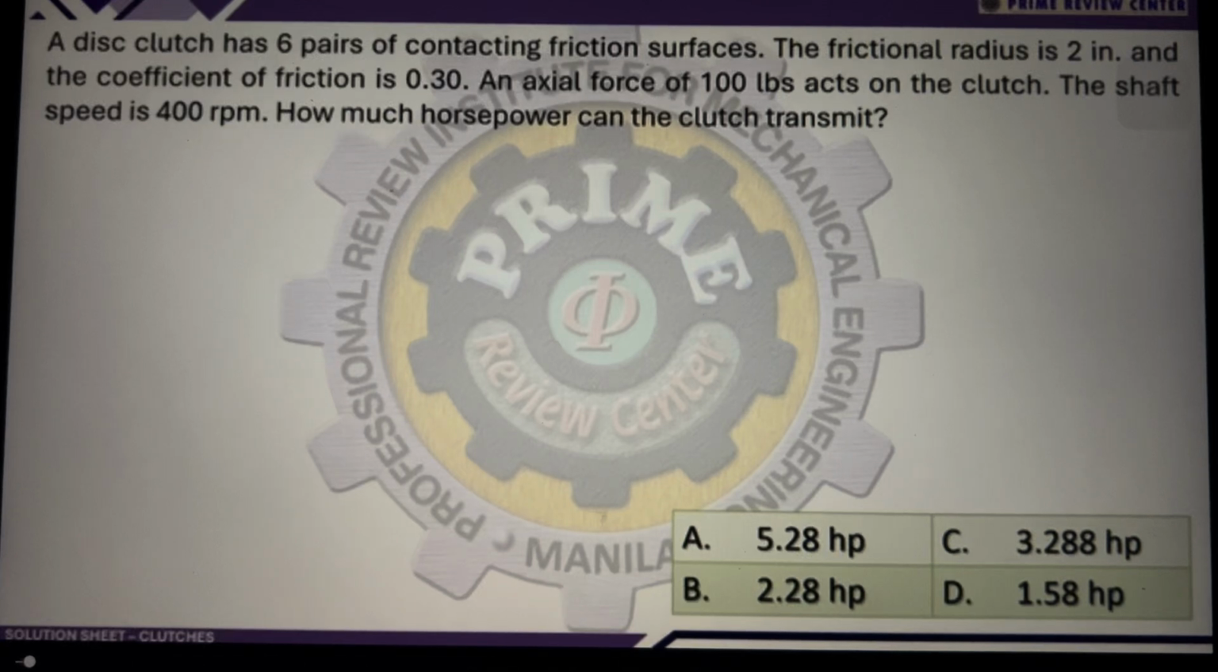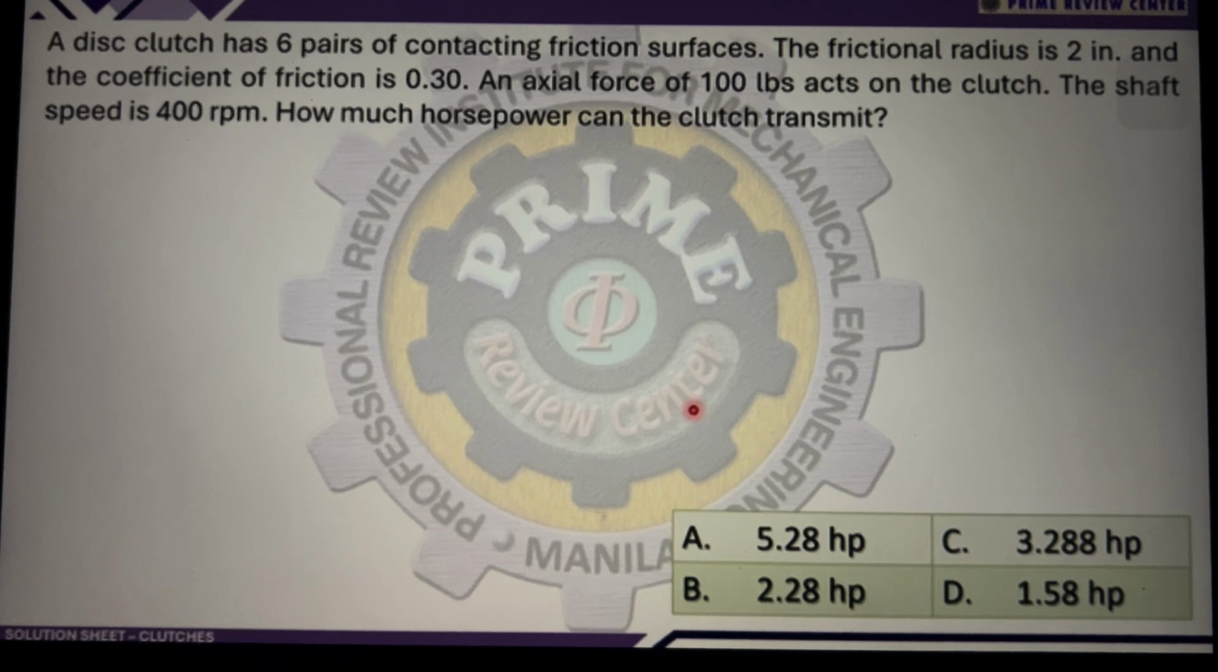So, let me read first the problem. Commonly naman sa clutch, basta tandaan nyo yung equation ng power, tapos yung mga condition na uniform wear at uniform pressure, then we can actually solve the problem. Sabi dito, this clutch has 6 pairs of contacting friction surfaces.